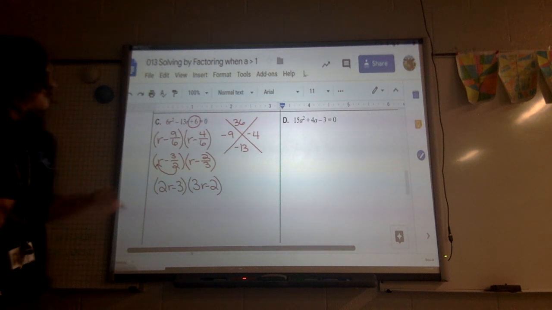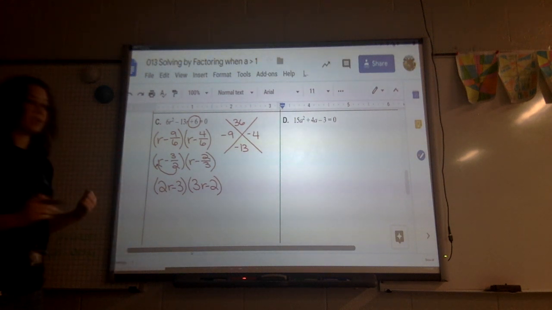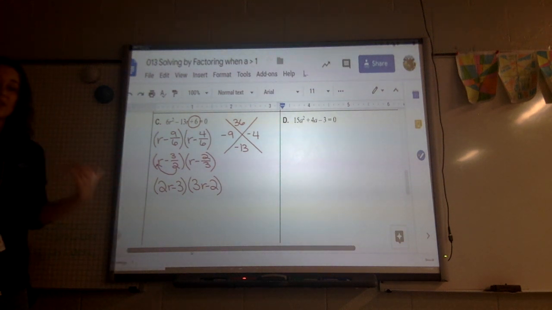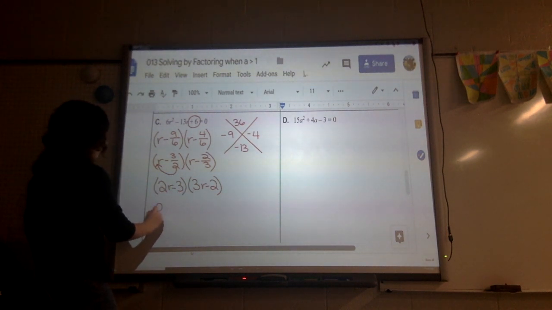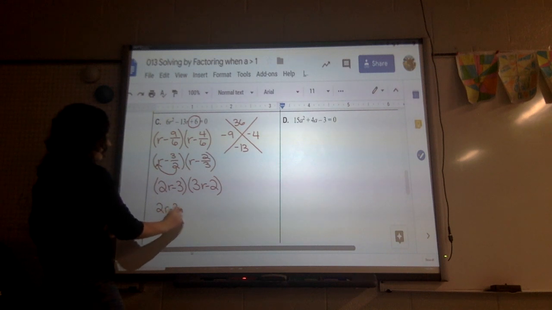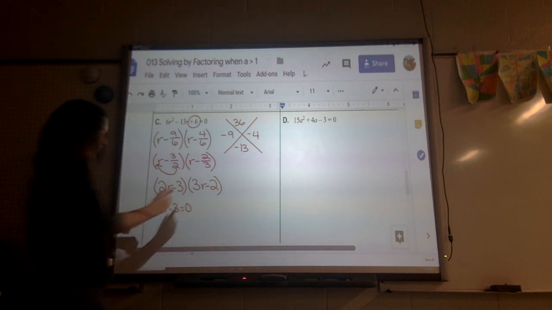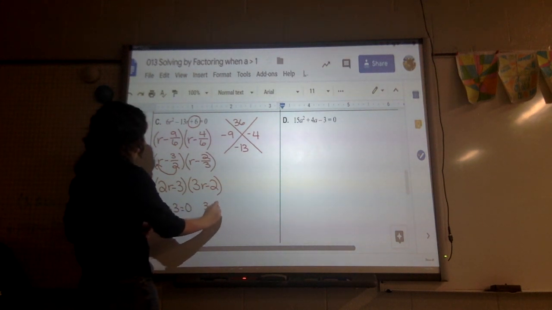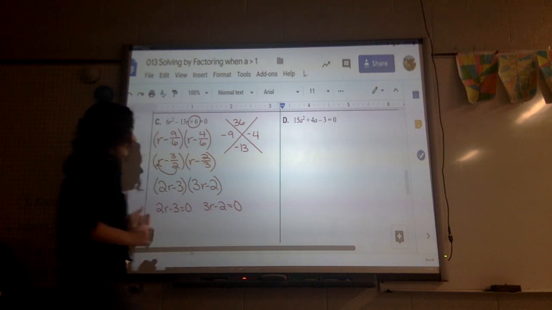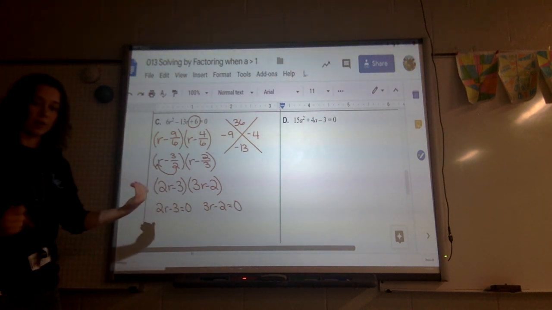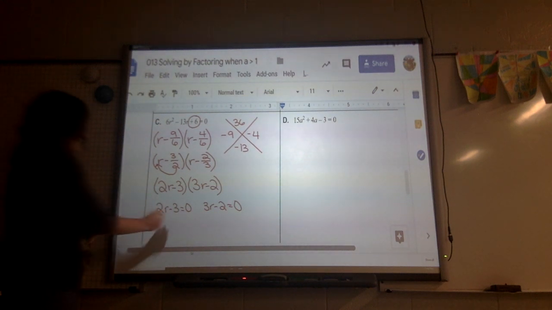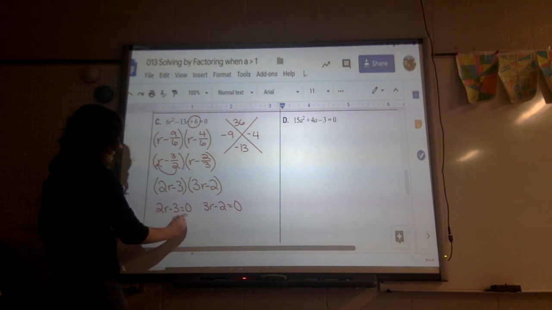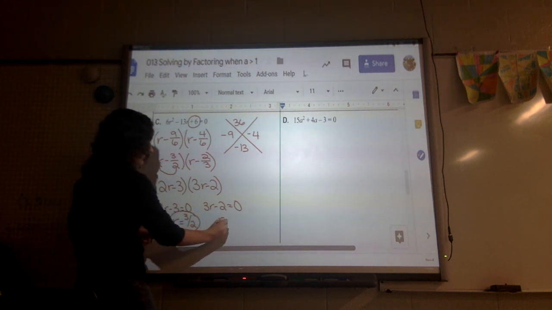Okay? So now from here everything's exactly the same. If I want to find my zeros or my solutions, I take each piece of this right here and I set it equal to 0. So 2r minus 3 equals 0 and 3r minus 2 equals 0, and I get r by itself. Okay? Well, when I get r by itself, when I solve these two equations, I get r equals 3 over 2 and I get r equals 2 over 3.